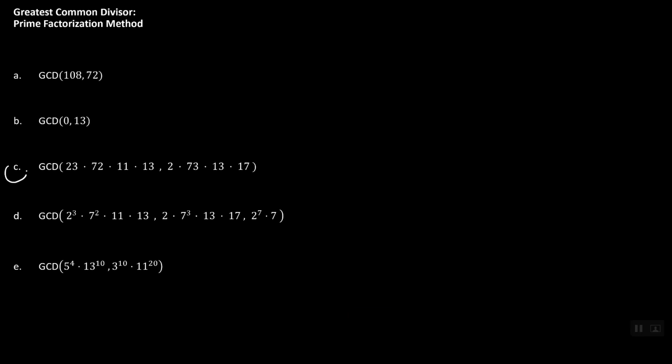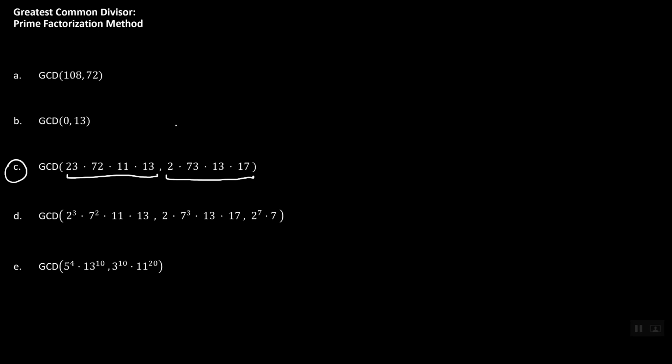Moving on to our next example, we're looking at the greatest common divisor of the product 2^3 times 7^2 times 11 times 13, and the other number, 2 times 7^3 times 13 times 17. Now, your first instinct might be to multiply these numbers together, but if we're using the prime factorization method, what we ought to do is start with this factorization, see if we can take it any further, meaning if there's any composite numbers in this list, we should break them down. And then from there we can finish with the prime factorization.